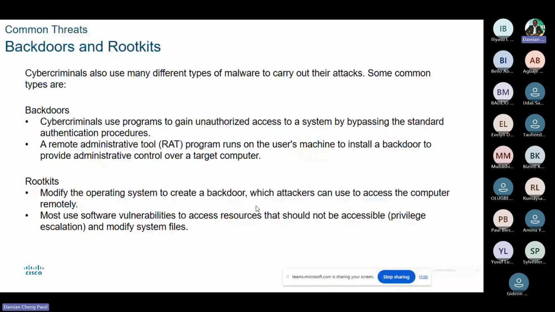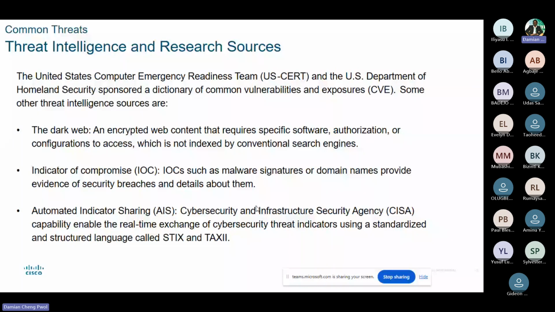Threat intelligence and research resources. The thing with cybersecurity, or with security on our network, on the internet, or even on our endpoint, is that you need to get yourself updated with information. The United States Computer Emergency Readiness Team, US-CERT, and the US Department of Homeland Security sponsored a dictionary of common vulnerabilities and exposures, CVE. Some other threat intelligence sources are.